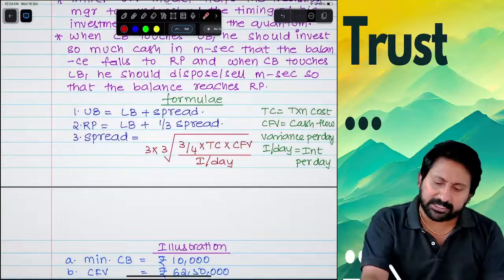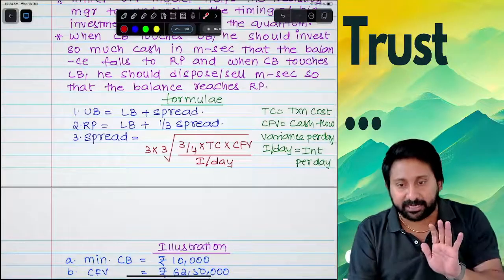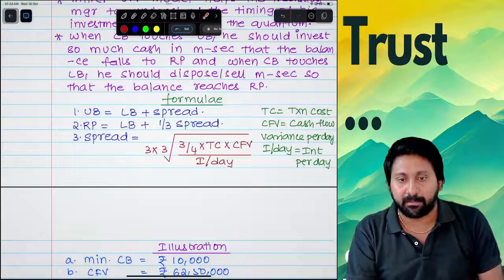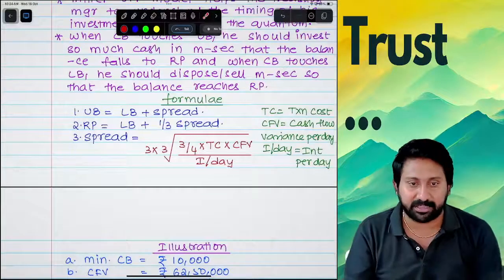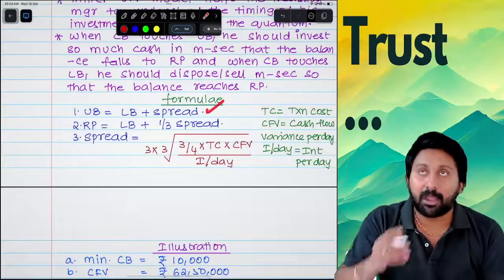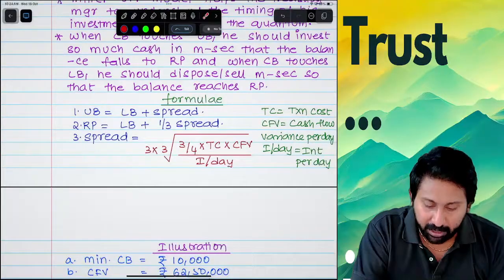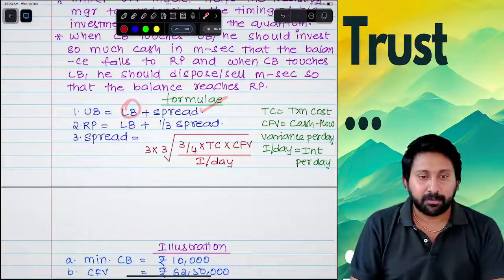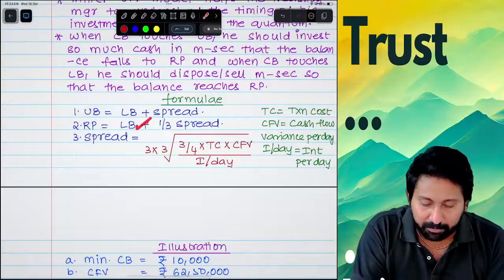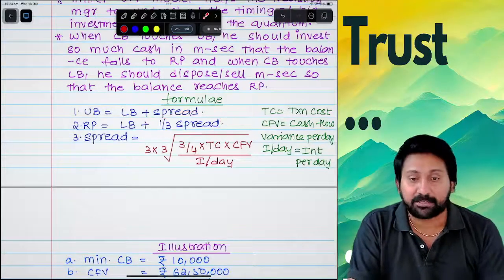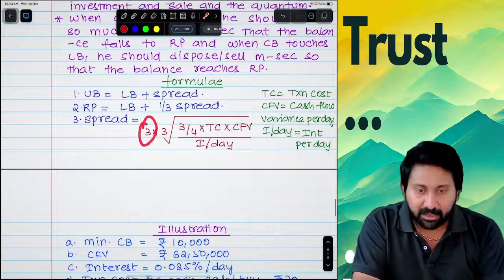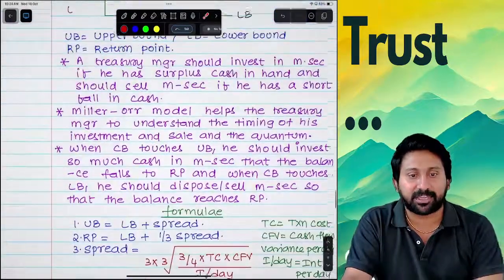This involves huge statistics, so I'm not going to take time to derive this formula and waste your time. I will just tell you the formula. Remember this from the exam point of view. How much upper boundary should I maintain? Lower boundary plus spread. What is the repeat point? Lower boundary plus one third of spread. One third of spread has a logic. All of this has a logic. What is that logic?